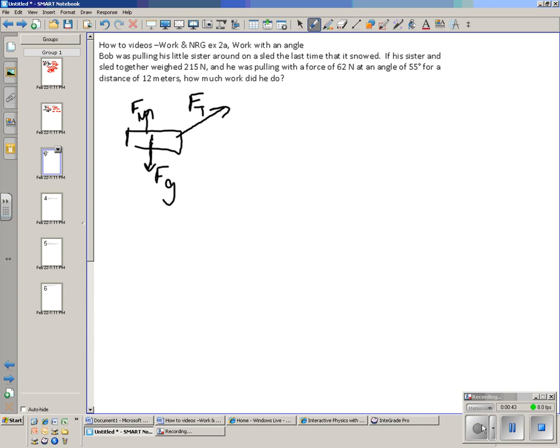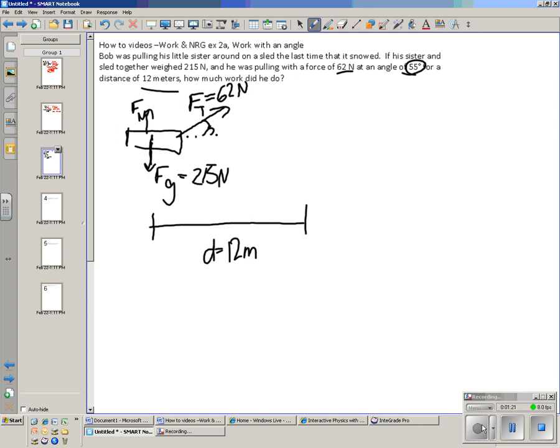So the sled and the sister together have a gravitational force of 215 newtons. And I know that this tension force is going to be, let's see, that's going to be 62 newtons. And we're being pulled a certain distance of 12 meters, okay? And it looks like we've got an angle of 55 degrees. So it's not quite drawn to scale, but that's pretty good still anyhow.